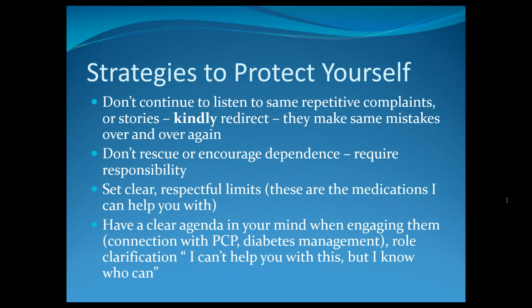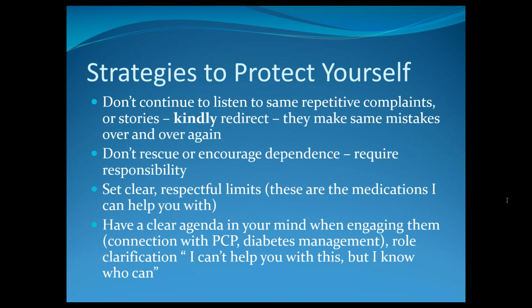Clear, respectful boundaries. Here's what I can do, here's what I can't do. Again, many of our personality disorders come to us with unrealistic expectations of what care management is, and so being mindful of that. And again, one of the other things that's really important is keeping focused on the healthcare agenda, that some of these consumers are likely to take us down a primrose path of domestic violence and marital discord and whatever else, and recognizing, I think in particular, hysterical and borderline personalities.